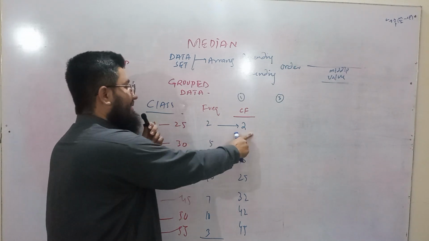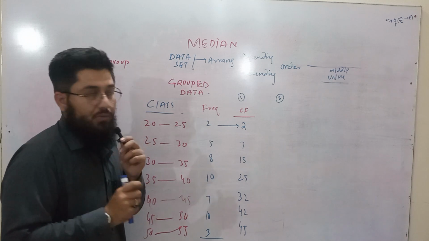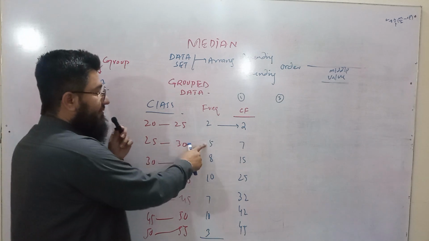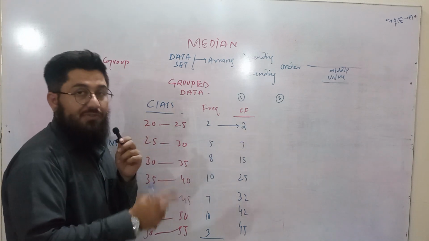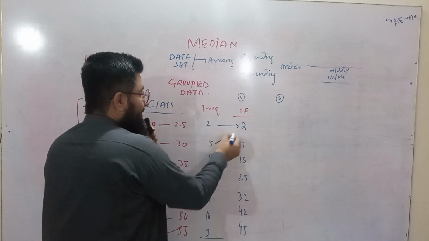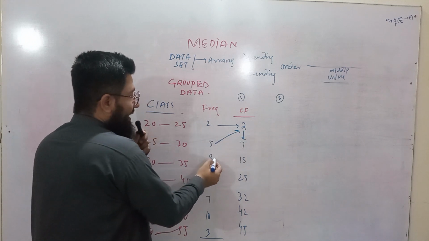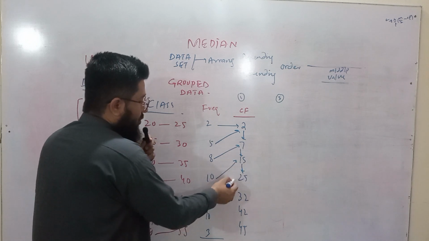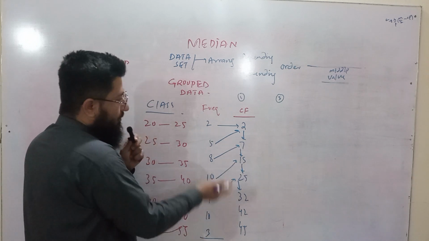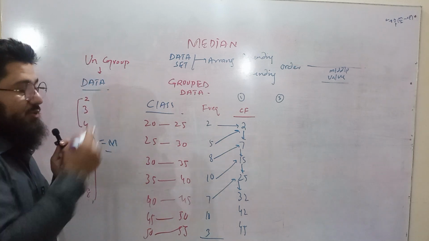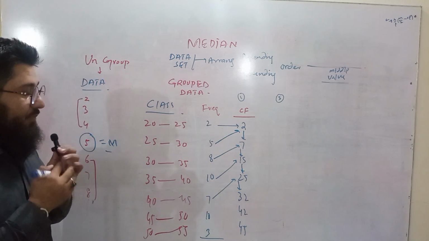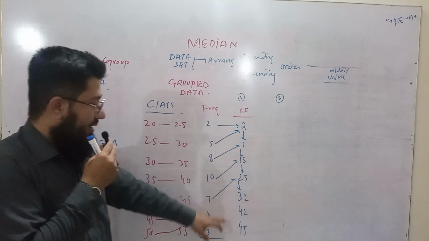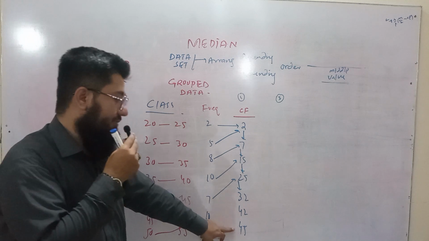Write the first frequency as it is, that is 2 for us right now. After that, just add the next frequency to it. So we add 5 to the 2, we get 7. Then add to the 7, you will get 15. Then 15, you will get 25. Go on adding like this, and you will get what is called the cumulative frequency. At the end, the last value is 45.